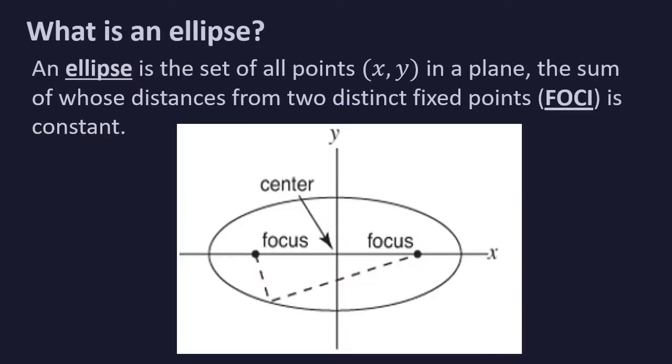So what is an ellipse? An ellipse is a set of all points (x, y) in a plane, the sum of whose distances from two distinct fixed points, called the foci, is constant. So what does that mean? It means if you take this distance right here and we add d1 and d2, it does not matter where you put the point on your ellipse, d1 and d2. You could come over here, d1 and d2. That distance is going to remain constant, and I will give you a visual example of this in class.